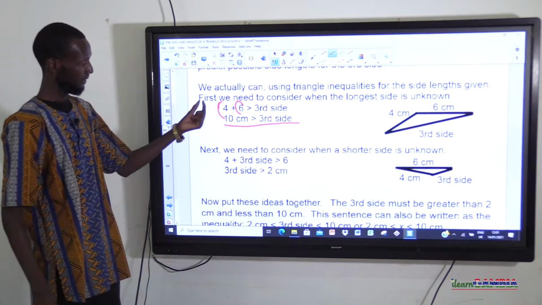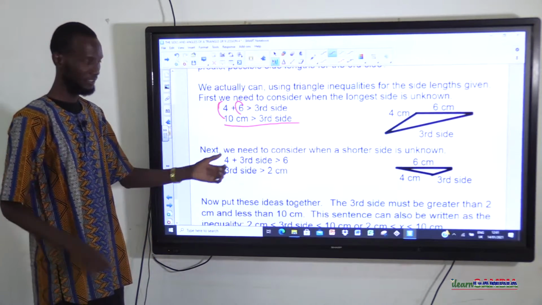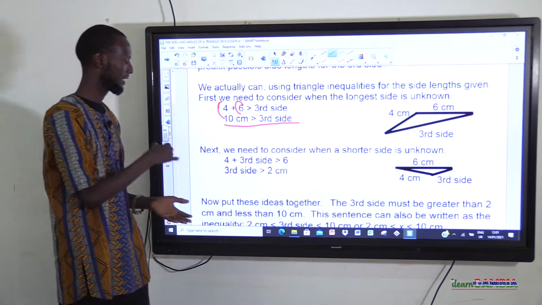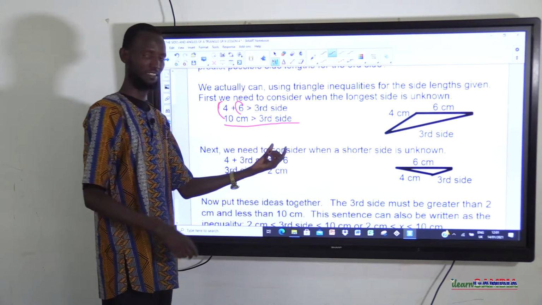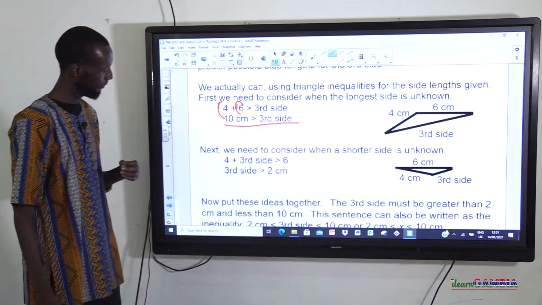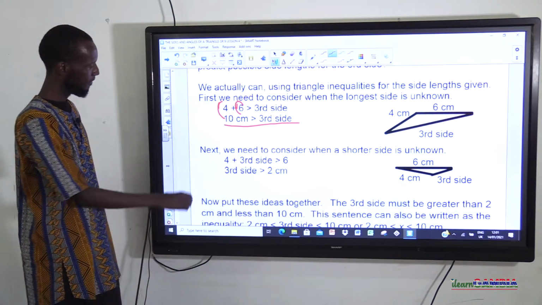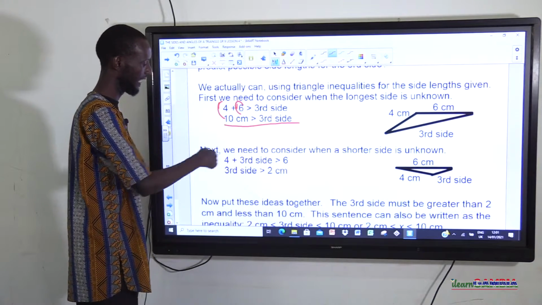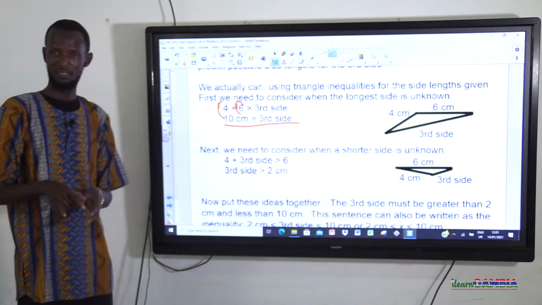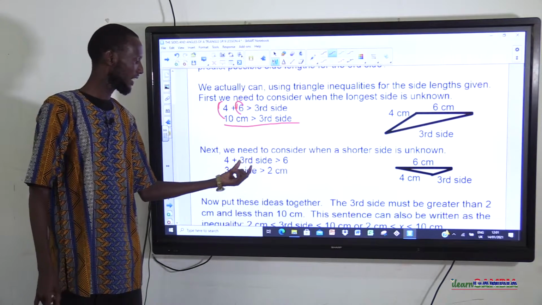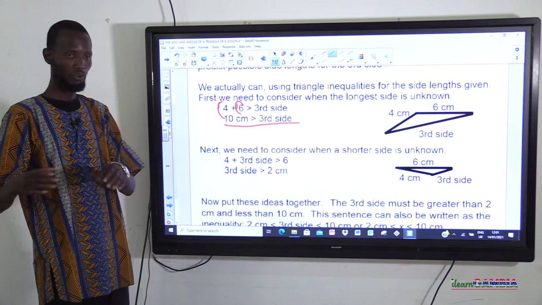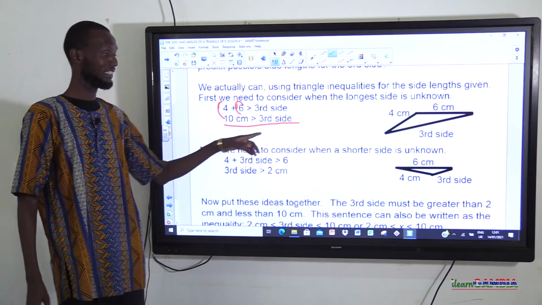Meaning, this 4 plus the third side, which we don't know yet, if you add them up, our answer also has to be greater than 6. That's this third side here. Now, for you to add 4 and a number and get something greater than 6 simply means your third side has to be greater than 2. Because otherwise, you will get something less than 6.